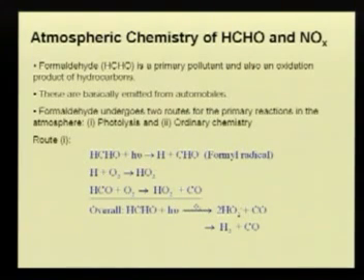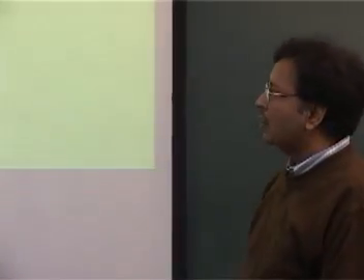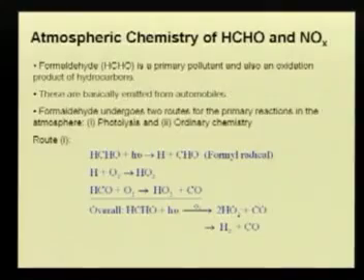Formaldehyde, HCHO, is a primary pollutant, and also to some extent a secondary pollutant formed in the atmosphere. These are basically emitted from automobiles. Formaldehyde undergoes two routes for the primary reactions in the atmosphere. One is photolysis and the other is ordinary chemistry. So let's see the two routes.